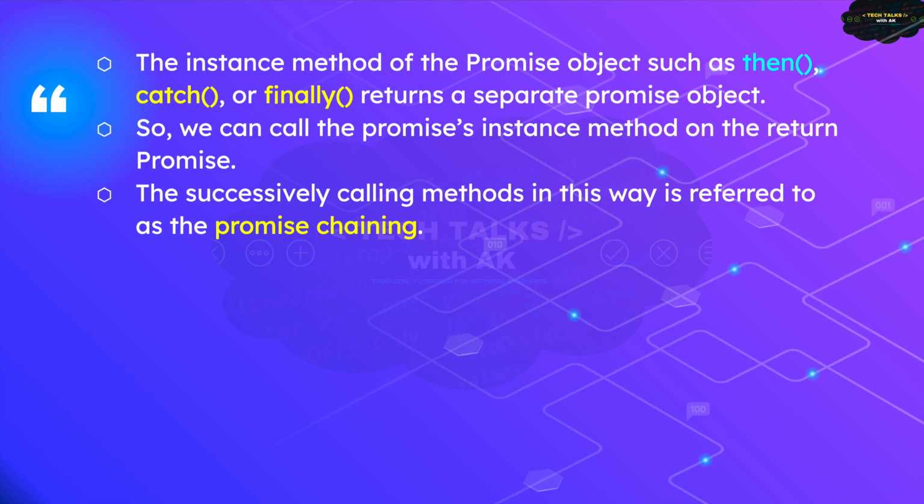So we have a promise on the return of a promise, then another promise on the return of this promise, then another promise on the return of that promise. This successive calling of promise methods on the return of a promise method is called promise chaining. Let's look at the example.